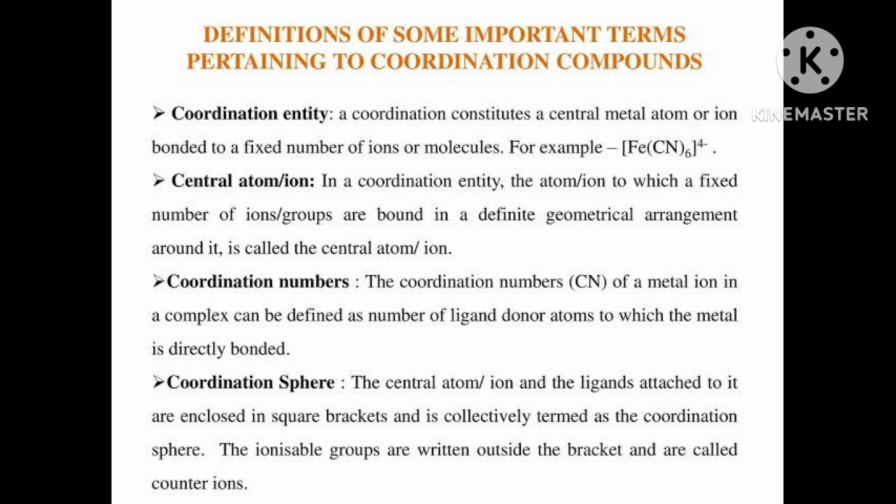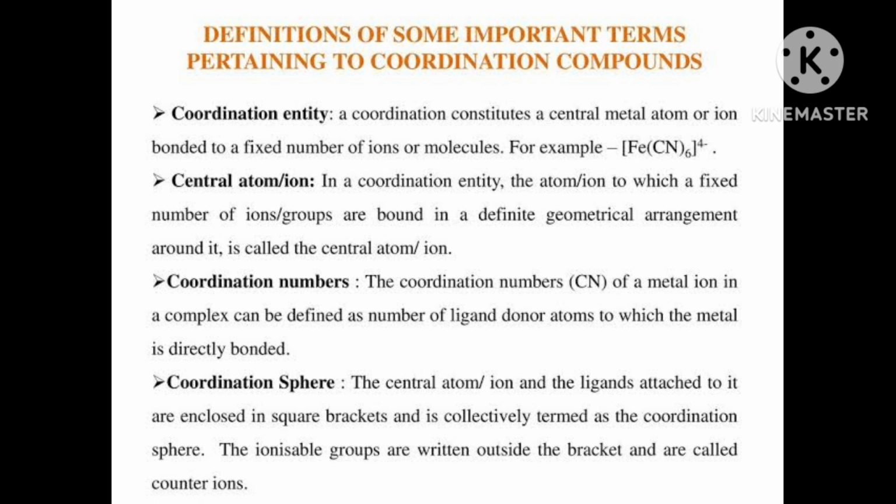Other examples are nickel tetracarbonyl. Nickel and 4 CO are attached to nickel. Second example, platinum. With platinum, 2 chlorine and 2 ammonia are attached. PtCl2 NH3 whole 2. This is in a square bracket. Always an entity, or complex, you can tell, is written in a square bracket.